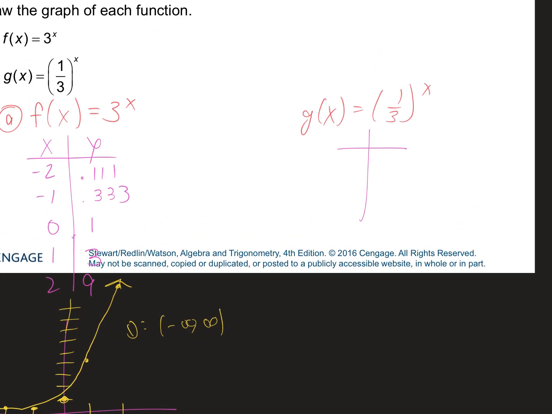So over here, we're going to do the same thing. I'm going to use -2, -1, 0, 1, and 2. So if I plug in 1/3, so 1 divided by 3, and I raise that to the -2 power, I get 9. So 1 divided by 3, I raise it to the -1 power, I get 3. What's 1/3 to the 0 power? 1. 1/3 to the first power is 1/3, or 0.33. And then if I raise 1/3 to the second power, it's 1/9, which is the same as 0.111.